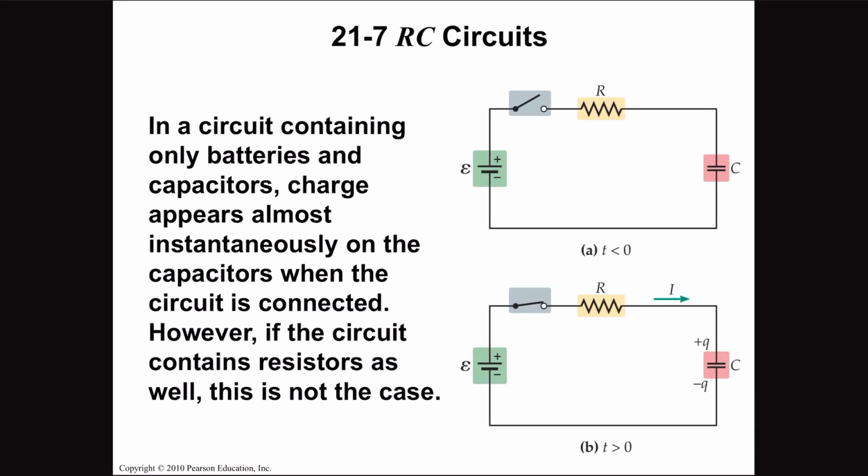All right. Next, we can combine these resistors and capacitors in one. In a circuit containing only batteries and capacitors, charge appears almost instantaneously on the capacitors when the circuit is connected. However, if the circuit contains resistors as well, this is not the case. The resistors slow down that current.